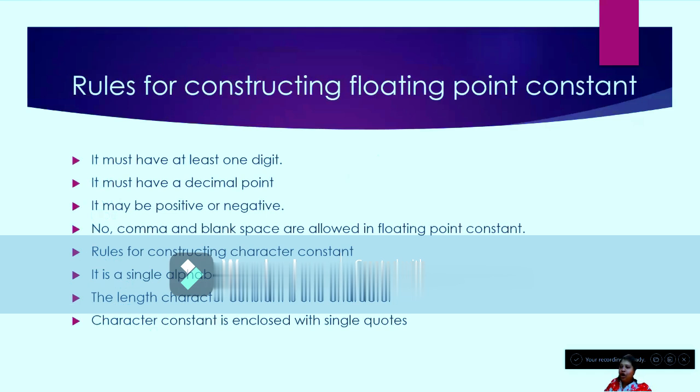Rules for constructing a floating point constant: it must have at least one digit. It must have a decimal point. It may be positive or negative. No comma and blank space are allowed in a floating point constant. And the rules for constructing a character constant: it should be a single alphabet, digit or a special symbol. The length of a character constant is 1. A character constant is enclosed within single quotes.